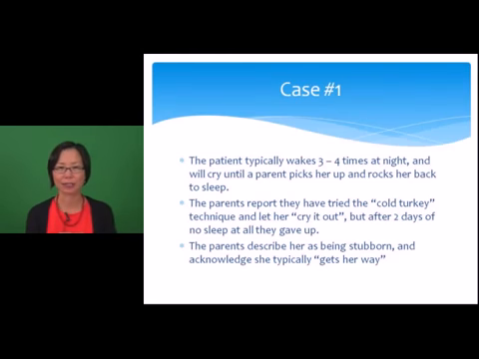Once they finally get her to sleep in her crib, the patient will typically wake 3 to 4 times at night, and she will cry and scream until one of the parents comes back into the room, picks her up, sits in the chair, rocks her, gets her back to sleep, and then very carefully places her back in the crib. The parents say they've tried it all. They said they tried the cold turkey technique and let her cry it out, but after 2 days where no one was sleeping, they gave up. And they do describe her as being very stubborn, and they acknowledge that she typically gets her way.